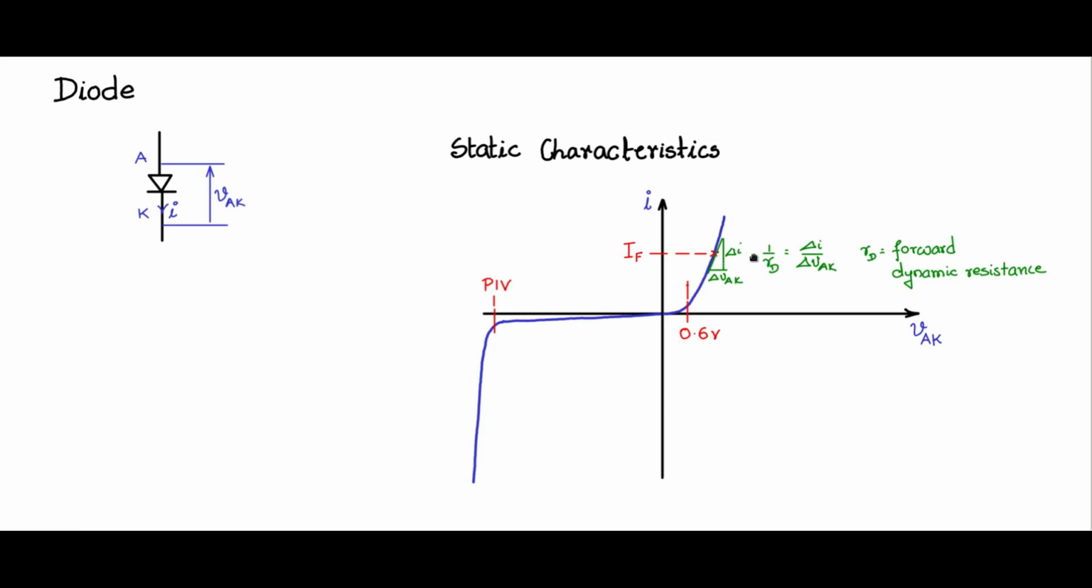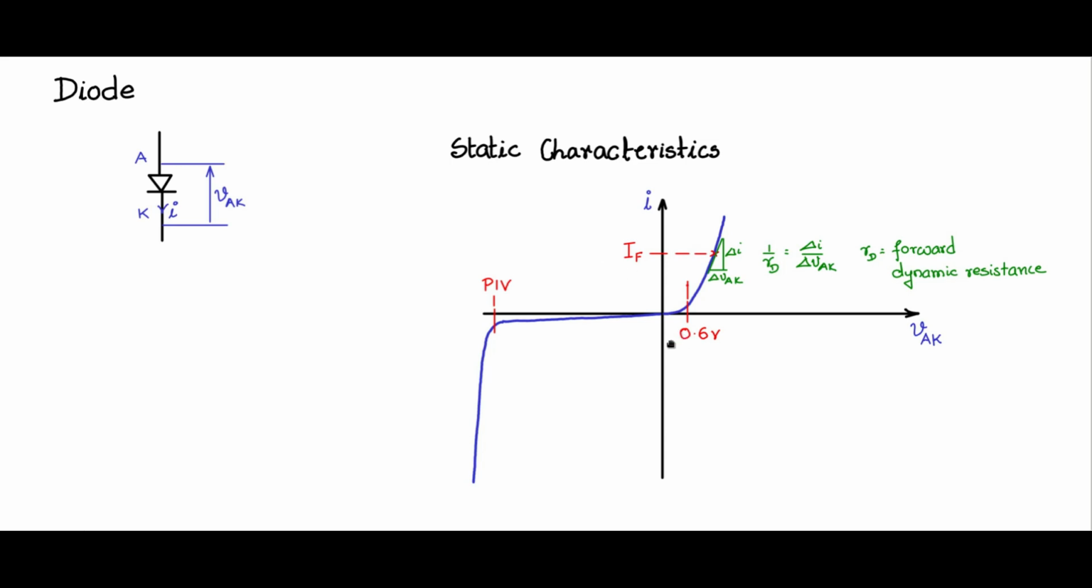Because the dissipation is dependent on RD, it is an important parameter that you should look for, and it should be as low as possible. So this is a practical diode static characteristic.